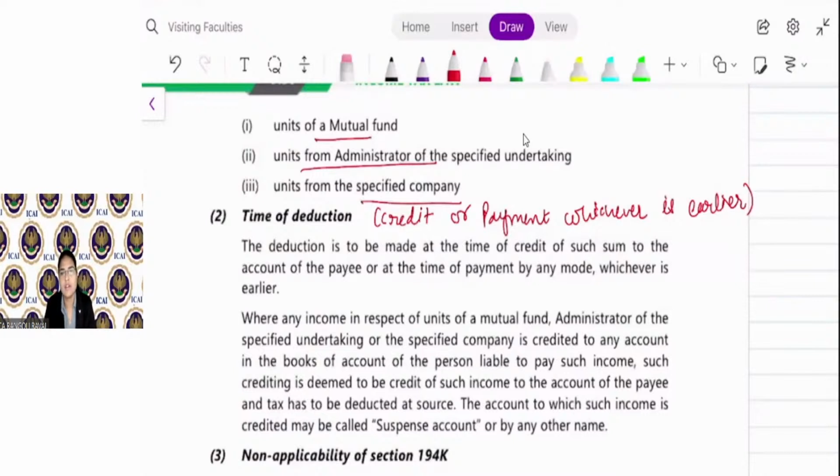If you are crediting the amount in the books of account by way of any name, that is by way of suspense account, payable account, whatever, it means credit in the books of account. Okay, so the deduction is required to be made on credit or payment, whichever is earlier.